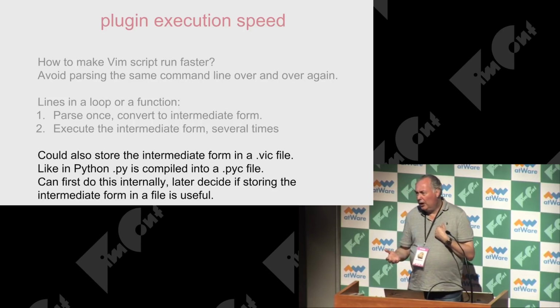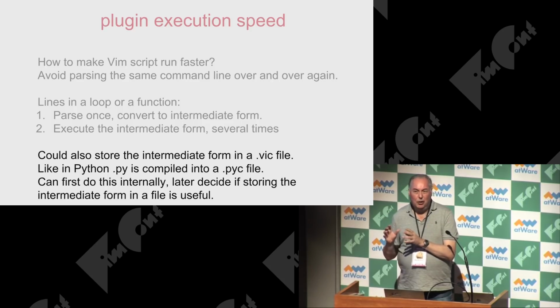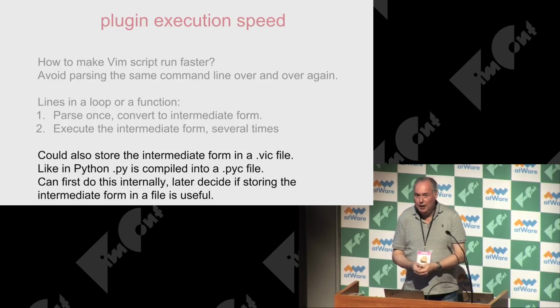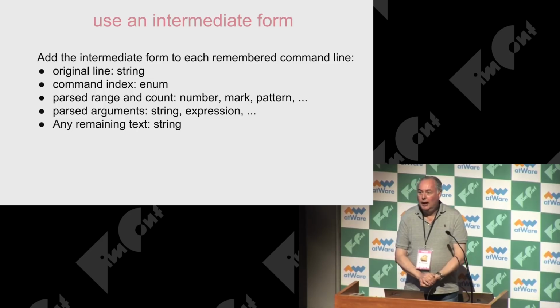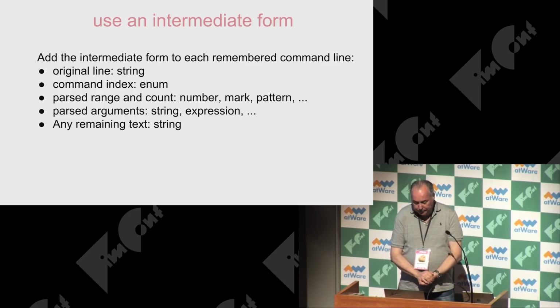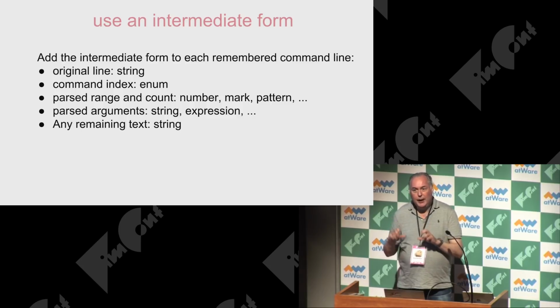In theory, you could also take that intermediate form and store it in a file. So you would sort of compile your Vim script, you would compile your plugin into a compiled plugin. It's possible, but let's keep that for later. So how would that work? I have given this a bit of thought, but nothing of this has been implemented yet. So you would take the line, you would parse the things that you know are there, like the line range, the command name, and maybe you can parse some of the arguments. It depends on the command, really.